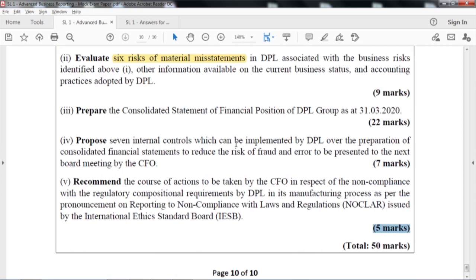So, very easy, other than the consolidation question, most other questions deal with governance, risk of misstatements and ethics. So, very easy questions also. And hopefully your exam is also going to be very easy if you are prepared and without any pressure. Are you ready to take the exam, right?